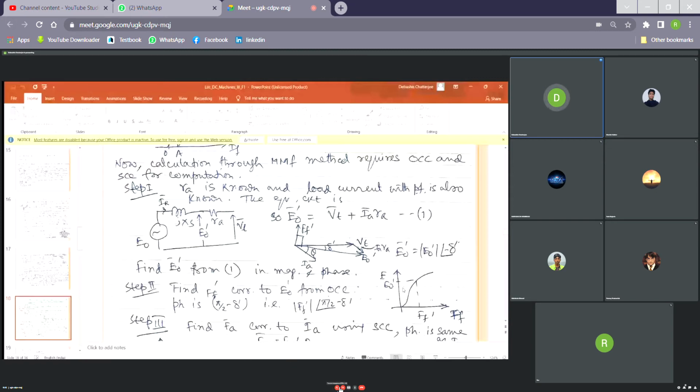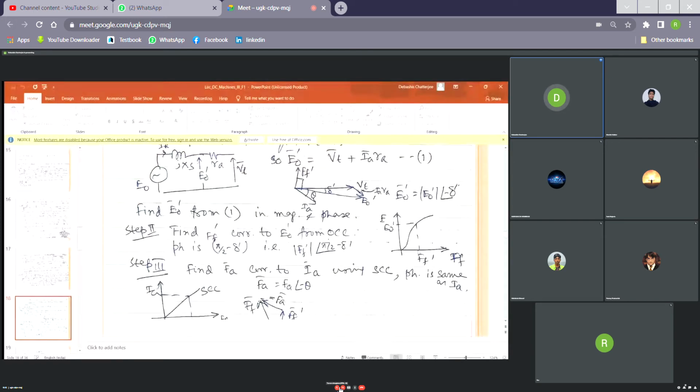So corresponding to this E0 dashed, you have the MMF FF dashed. কোন রেসপন্স শুনতে পাচ্ছ তো?